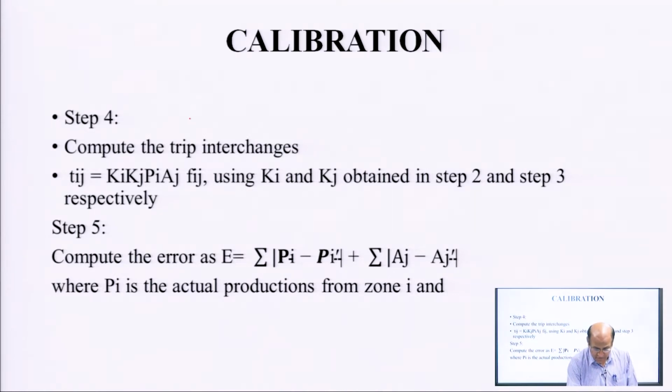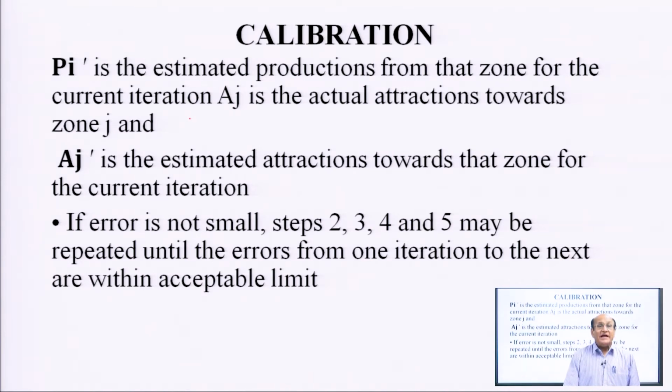and P_i dash is the estimated production from that zone for the current iteration. A_j is the actual attraction towards zone j and A_j dash is the estimated attraction towards the zone for the current iteration. If the error is not small, steps 2, 3, 4 and 5 may be repeated until the error from one iteration to the next is within the acceptable limit.